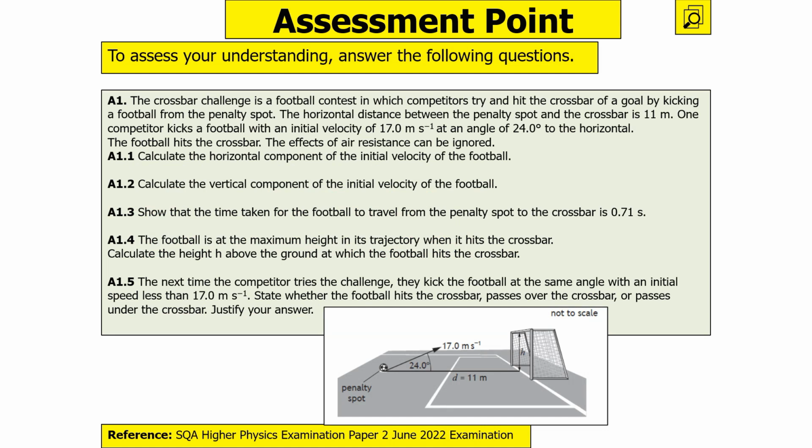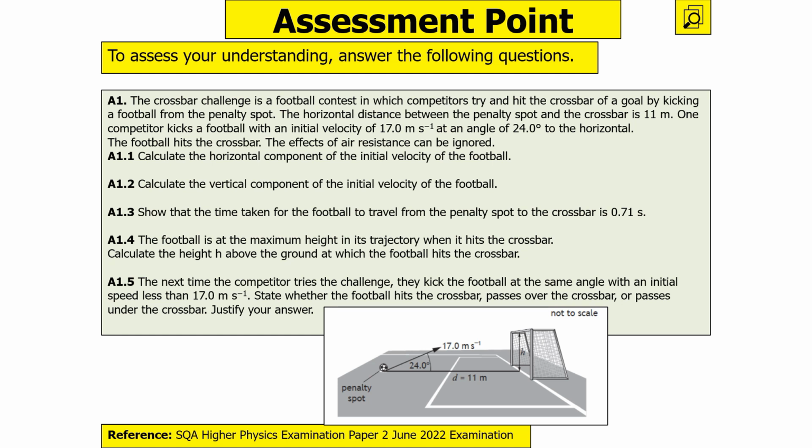The next question says, the crossbar challenge is a football contest in which competitors try and hit the crossbar of a goal by kicking a football from the penalty spot. The horizontal distance between the penalty spot and the crossbar is 11 meters. One competitor kicks a football with an initial velocity of 17 meters per second at an angle of 24 degrees to the horizontal. The football hits the crossbar. The effects of air resistance can be ignored.